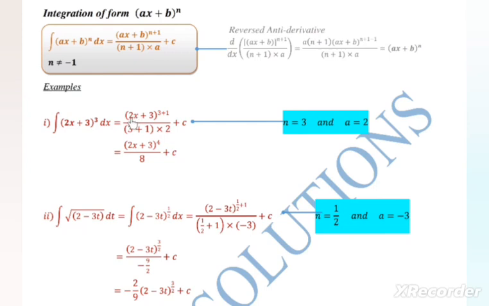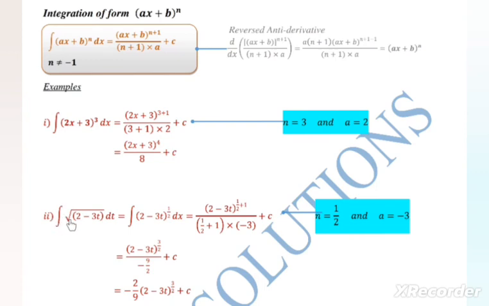So the idea here is to return this linear function. 2x plus 3 is our linear function. Then we add 1 on the power, so it's 3 plus 1 over that sum here. So we write 3 plus 1 times the derivative of this linear function, so this will result in times 2. So we are going to have (2x plus 3) to the power 4 over 8 plus a constant c.